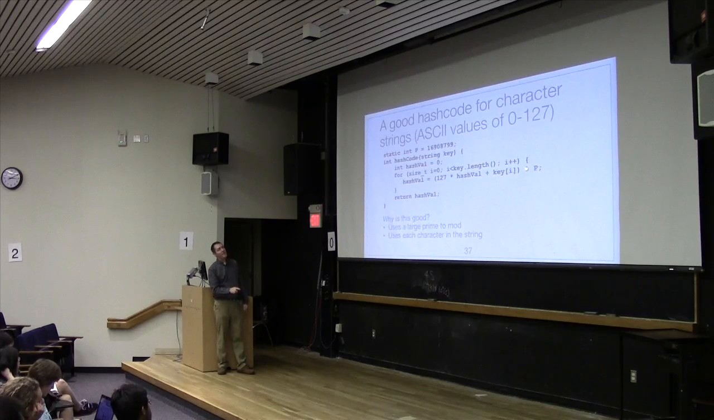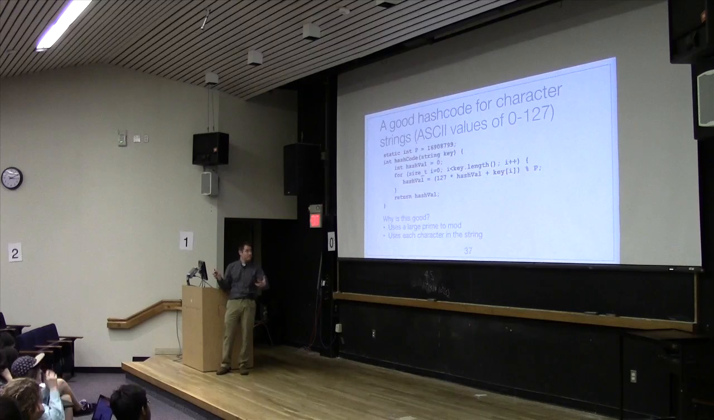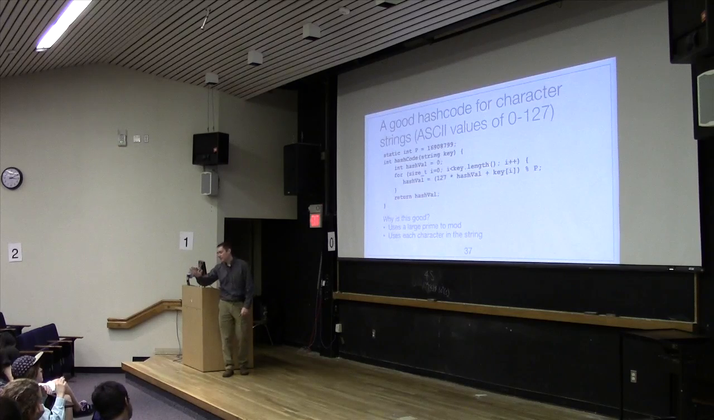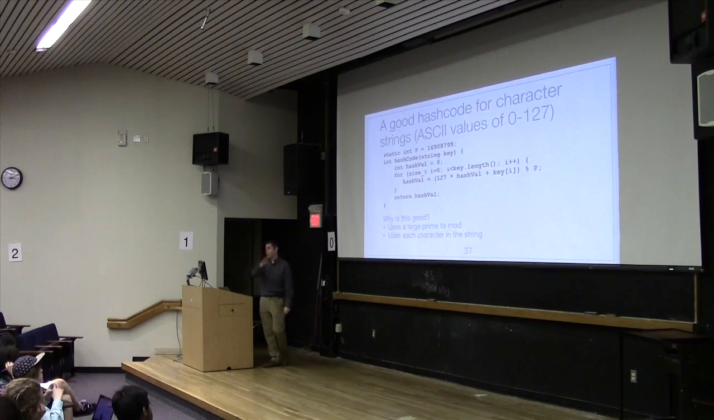That works. And then mod it by this giant, well, giant is a relative term, but this rather large prime number. And then return the hash value. That's not a bad hash function for a string. It uses a large prime. It uses each character in the string. That's probably good. Not the best, because it takes some time to go through each member of the string. But overall, it's not too bad.